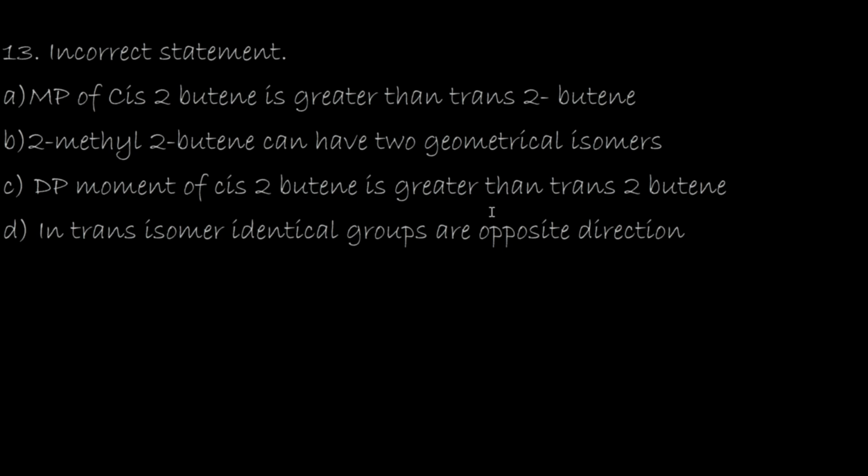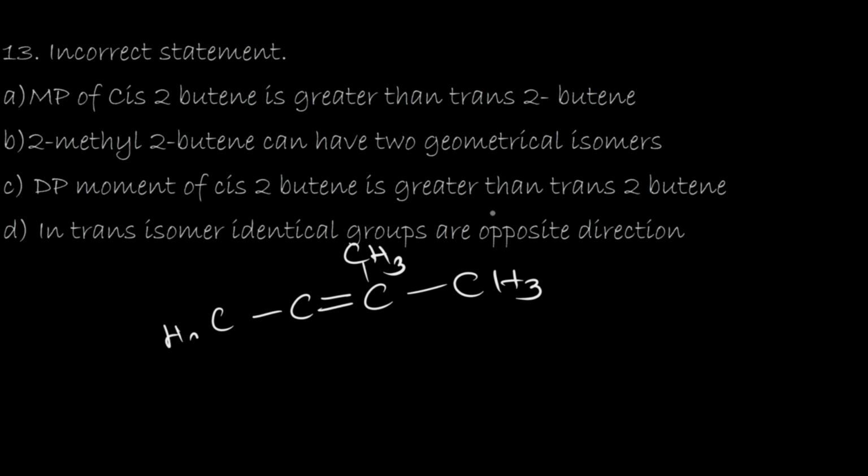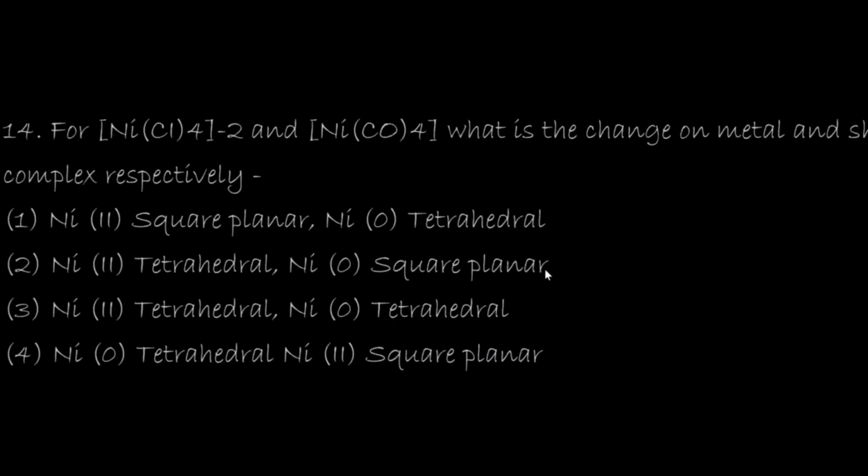And then 2-methyl-2-butene, which makes butene can have two geometrical isomers. Is it right or not? That is an incorrect statement. Two CH3 groups are there on the same carbon. So that is also an incorrect statement. Not sure about the first one. If that is true, then two options become the right answer.